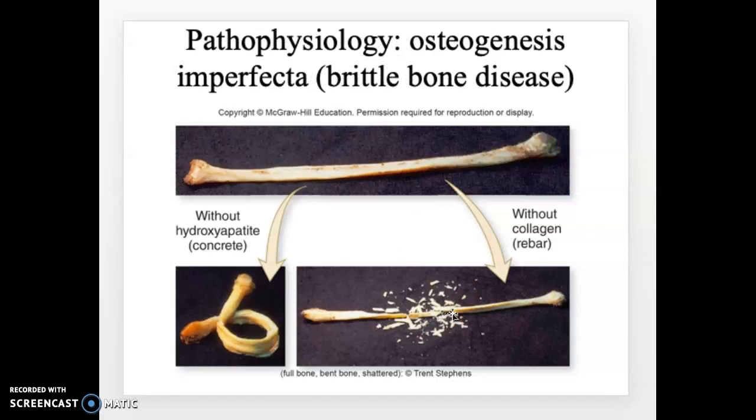And then the last disease is called brittle bone disease, or osteogenesis imperfecta. So here, individuals are lacking the collagen that gives bones their flexibility. So when they get any slight pressure on them, they shatter like this.